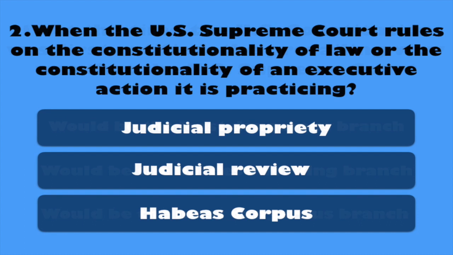Question number 2. When the U.S. Supreme Court rules on the constitutionality of law or the constitutionality of an executive action, it is practicing judicial propriety, judicial review, habeas corpus. Well, you know how much Mr. Review loves the Latin, but in this case, when the Supreme Court rules on the constitutionality of law, judicial review.